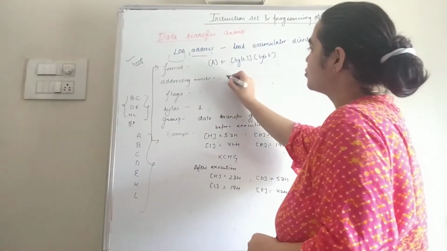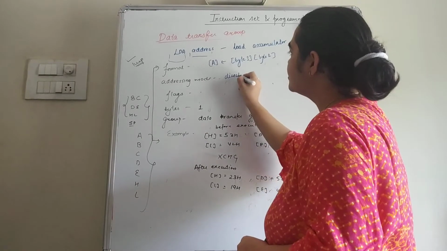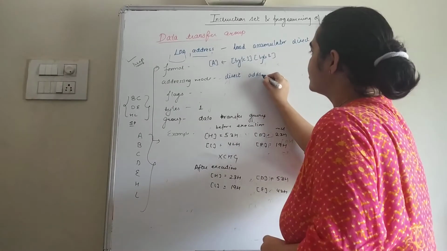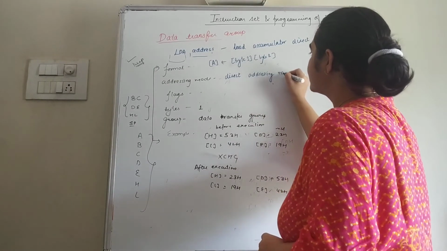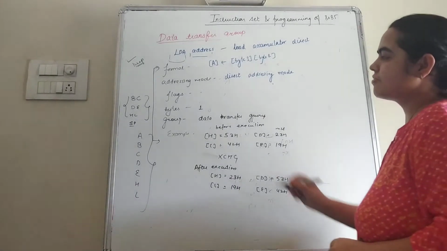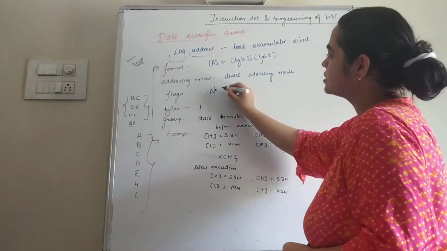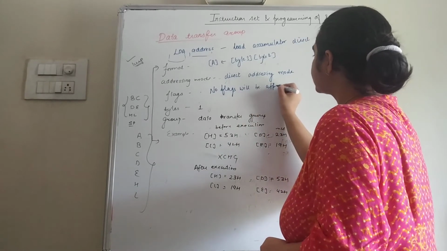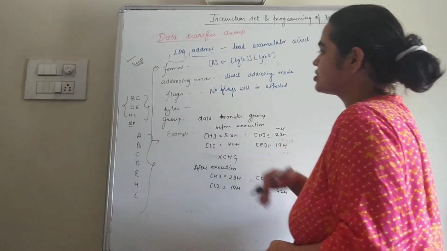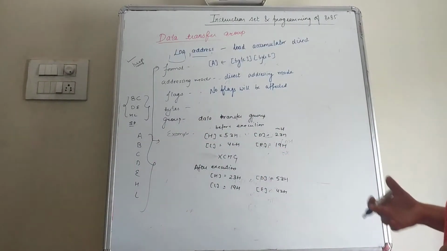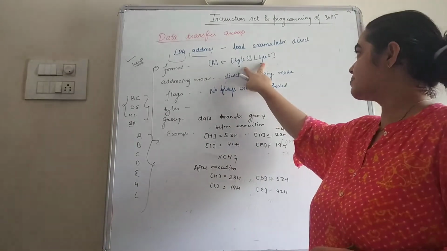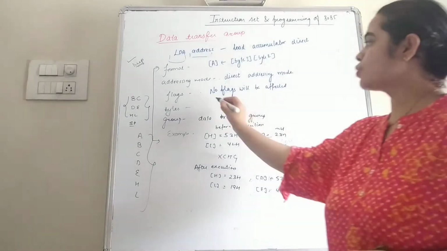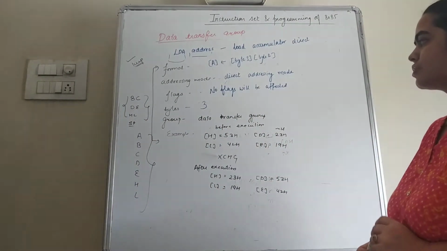Next is the addressing mode. If the address is given in the instruction, then we can say the addressing mode is direct addressing mode, because the address is directly given in the instruction. Next is the flag. This is a data transfer instruction, so no flags will be affected. Next is the bytes. The address occupies 2 bytes of memory, byte 3 and byte 2, and the opcode occupies 1 byte, so in total this instruction uses 3 bytes of memory.